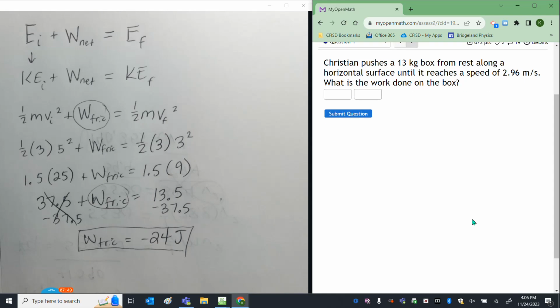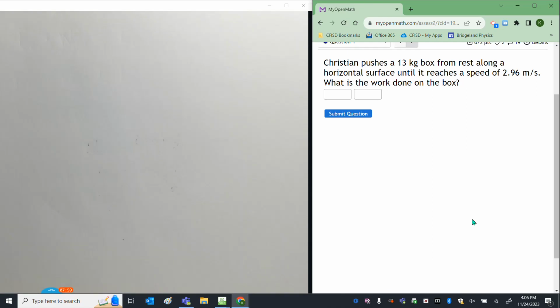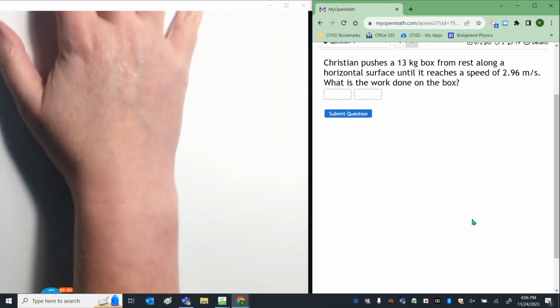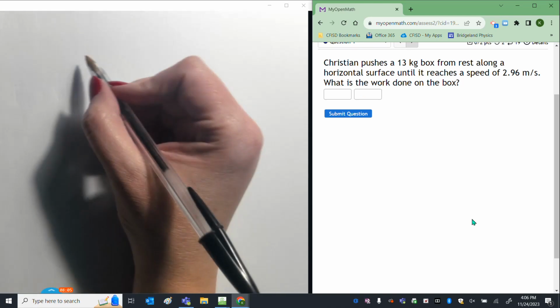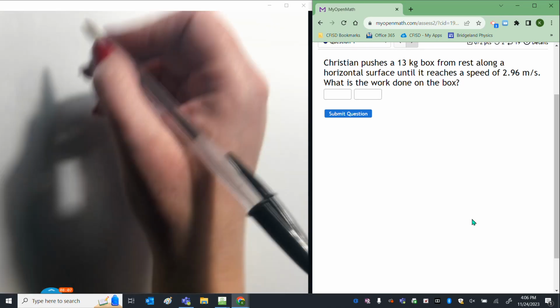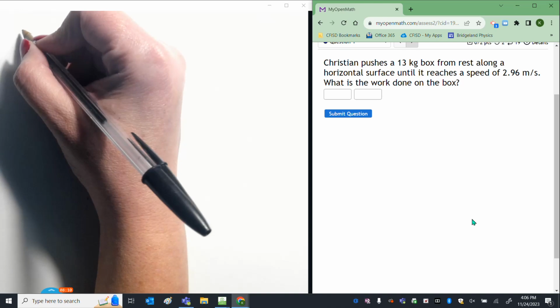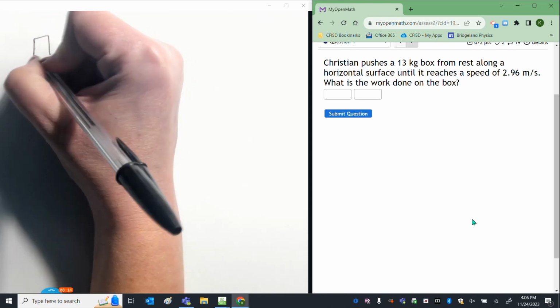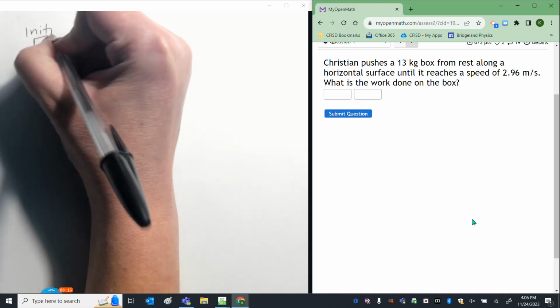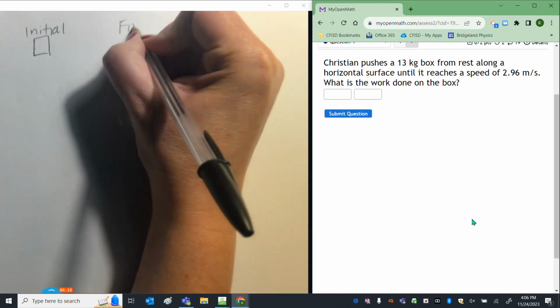Number 4. Christian pushes a 13-kilogram box from rest along a horizontal surface until it reaches a speed of 2.96 meters per second. What is the work done on the box? Okay, so again, let's go ahead and think about this situation. We're going to start with a picture. So we have this initial state and we have a final state.